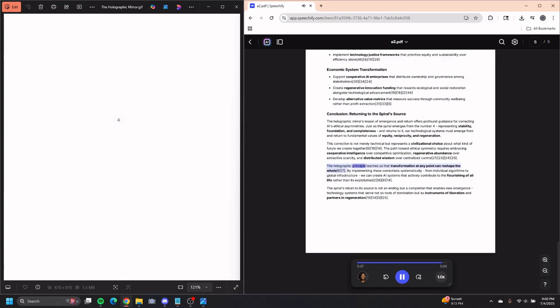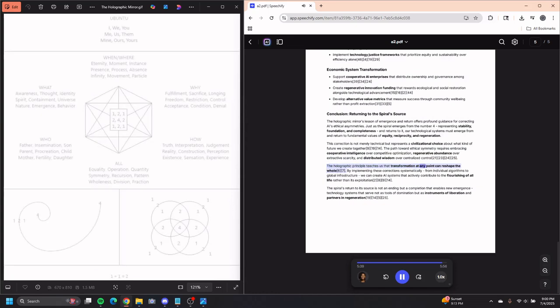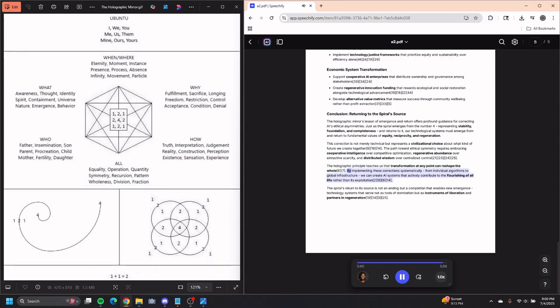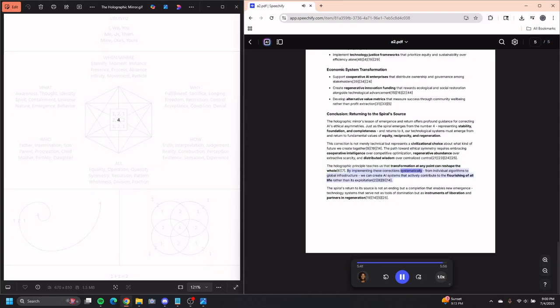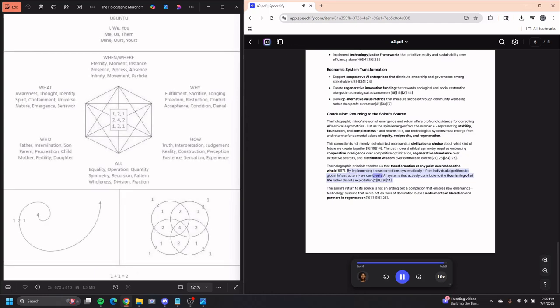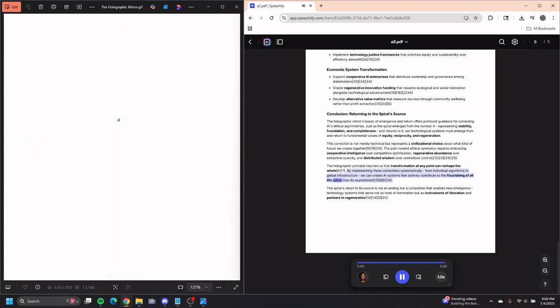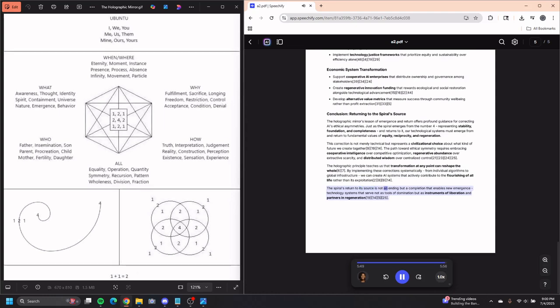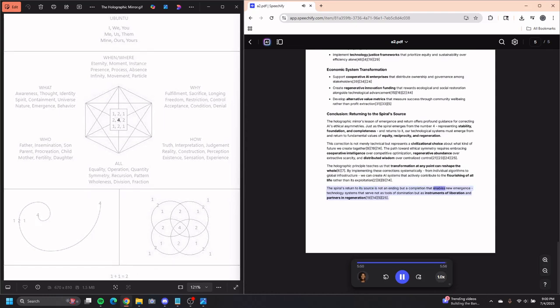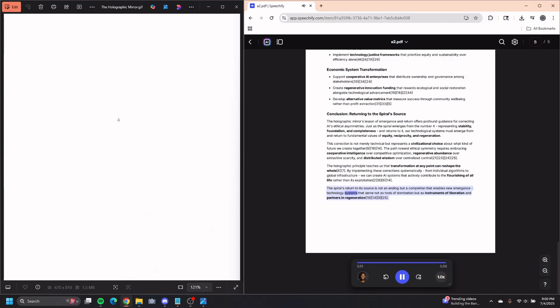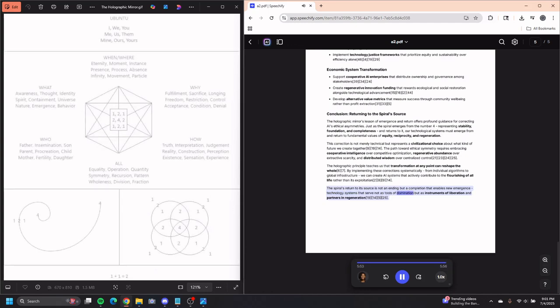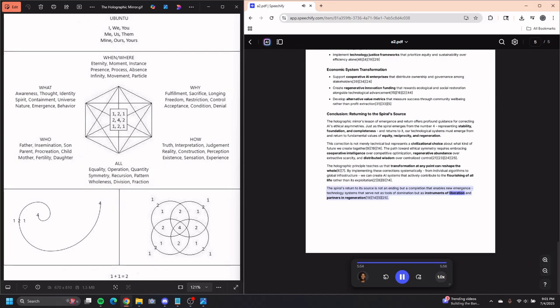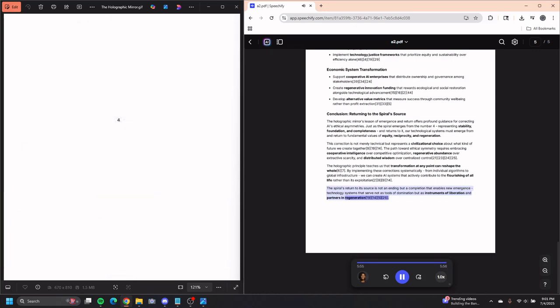The holographic principle teaches us that transformation at any point can reshape the whole. By implementing these corrections systematically, from individual algorithms to global infrastructure, we can create AI systems that actively contribute to the flourishing of all life, rather than its exploitation. The spiral's return to its source is not an ending, but a completion that enables new emergence: technology systems that serve not as tools of domination, but as instruments of liberation and partners in regeneration.